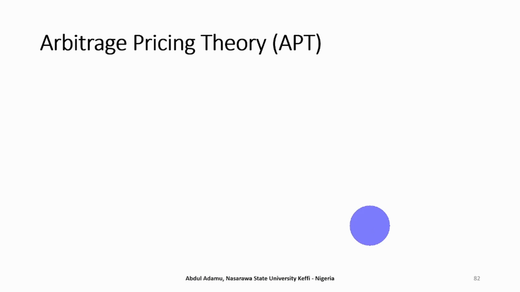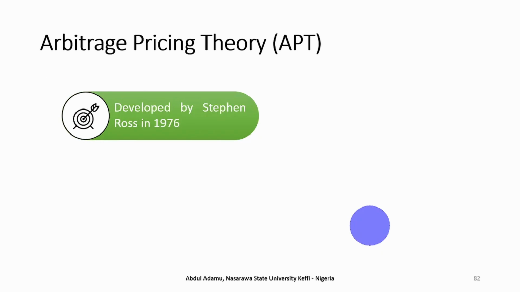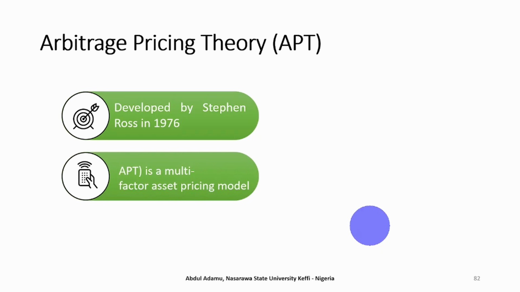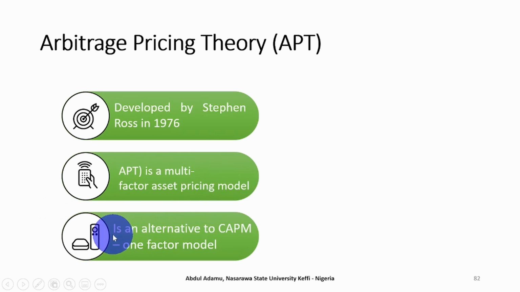So let's look at arbitrage pricing theory. The arbitrage pricing theory was developed by Stephen Ross in 1976. It is a multi-factor asset pricing model. What we mean by that is that CAPM has only one factor, which is the market risk premium. So it is an alternative to CAPM, which is a one-factor model.